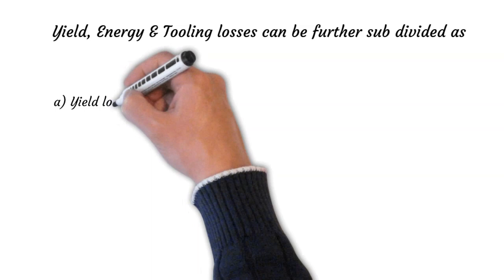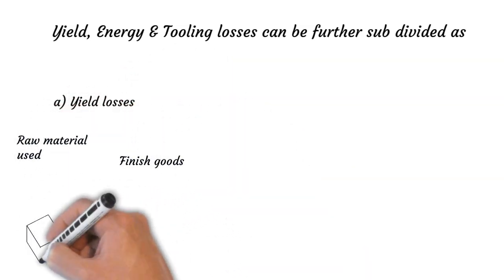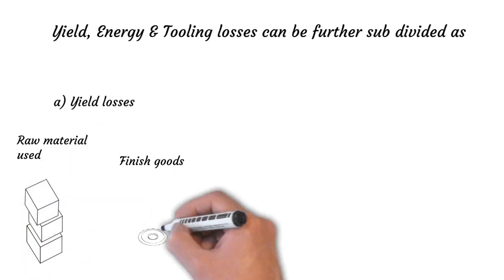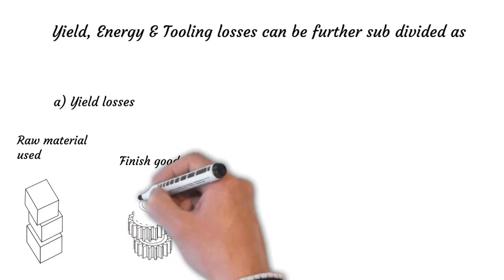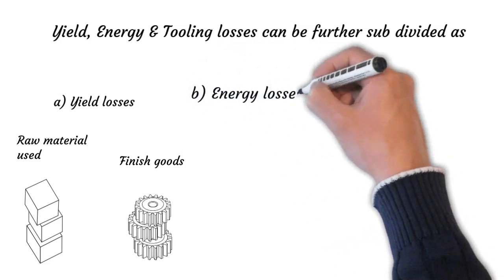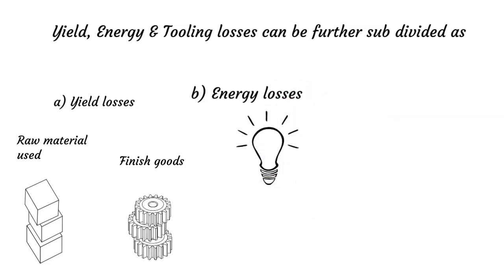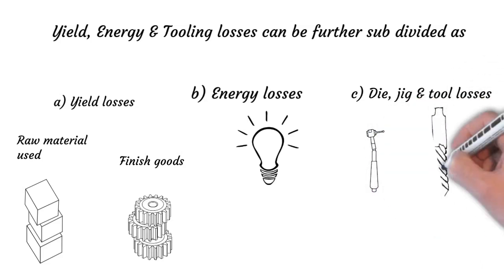Yield, energy and tooling losses can be further subdivided. Yield losses. More material than requirement is procured, which causes more machining to achieve the specifications. Extra material machining causes lower yield. Energy losses. Inefficient use of energy. Keeping electricity on when not required. Water leakages, compressed air leakages cause energy losses. Die, jig and tool or consumption losses. Replacing the fixtures or dies after the service life.